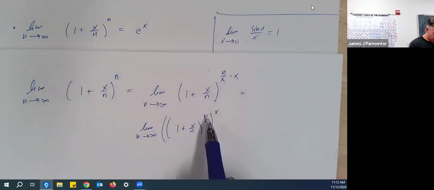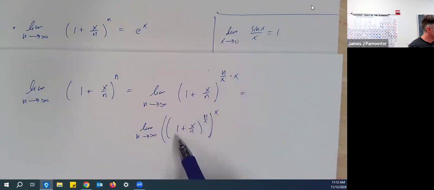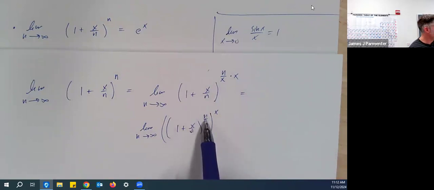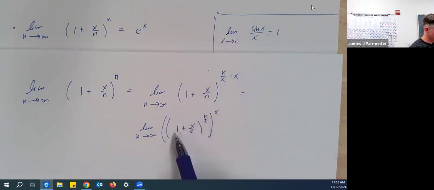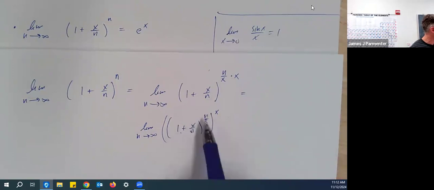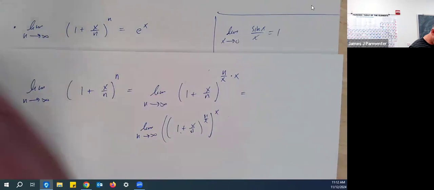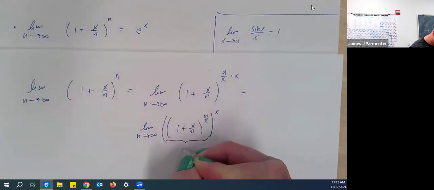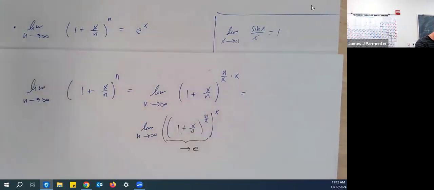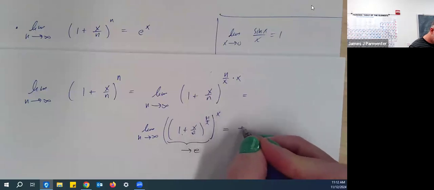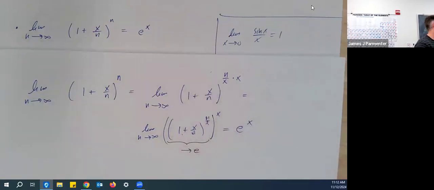And then this inside part here meets the criteria. You've got 1 plus a thing that's going to 0 raised to a power that's going to infinity. So you have a 1 to the infinity, and the things match, right? X over n and n over x are reciprocals of each other perfectly. So this whole inside part gets to go to e. And then we have e raised to the x power. That's how that happens.